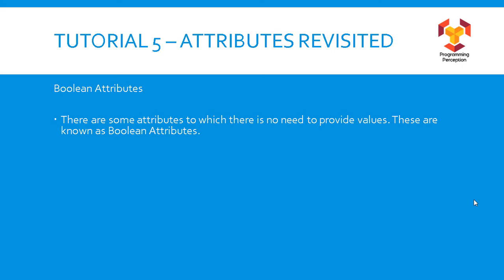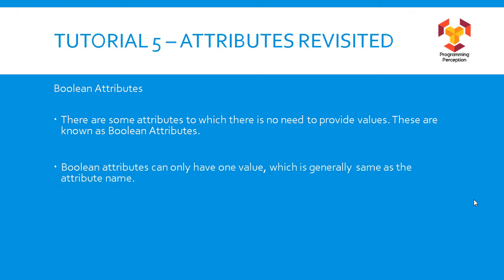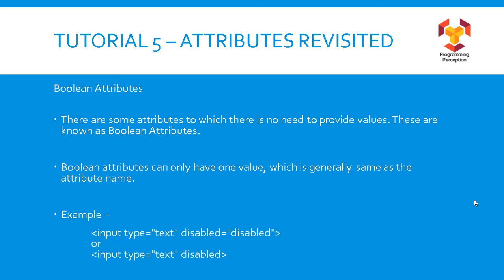In HTML, there are some attributes that behave as values to themselves. These attributes are known as Boolean attributes, and we need not provide any value to them. Boolean attributes can only have one value, which is generally the same as the attribute name. I'm telling you an example for this. Though this tag is something that we would discuss in a different course, an intermediate or advanced level course in HTML, you can understand this small piece of code.